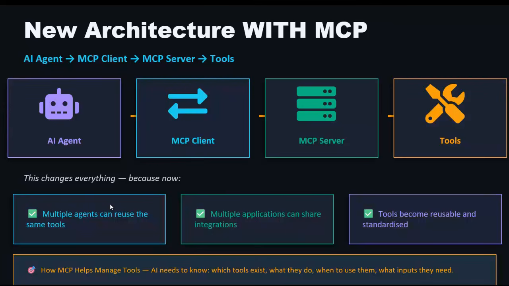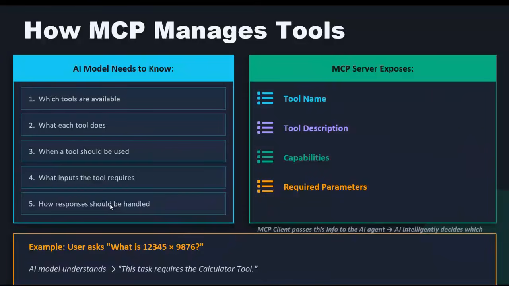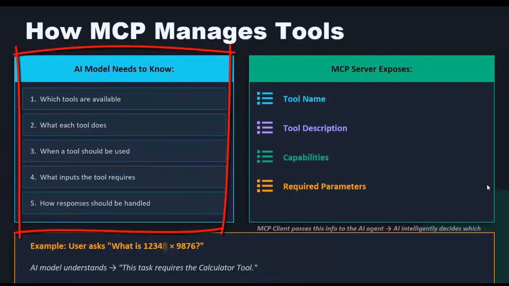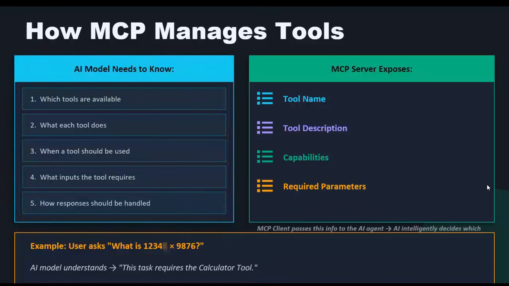Now let's discuss a very important part: how MCP helps manage tools. This is one of the most important parts to understand. Once tools are introduced into AI systems, the AI model needs to understand which tools are available, what each tool does, when a tool should be used, what inputs the tool requires, and how responses should be handled. And managing all this manually becomes difficult as systems grow. This is where MCP helps.